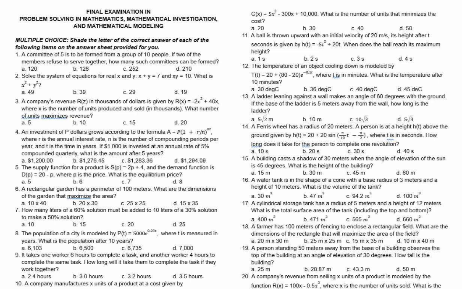Number 13: a ladder leaning against a wall makes an angle of 60 degrees with the ground. If the base of the ladder is 5 meters away from the wall, how long is the ladder? So the ladder is 5 square root of 3, letter D.